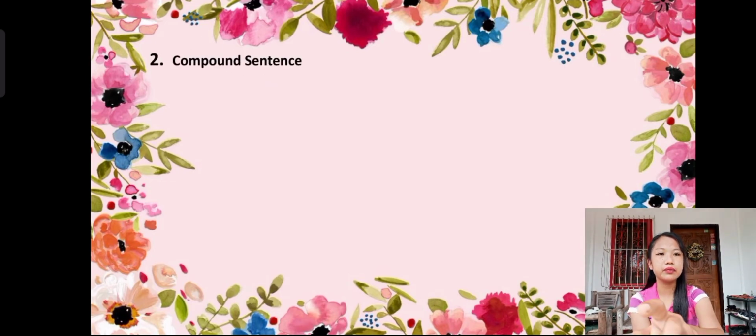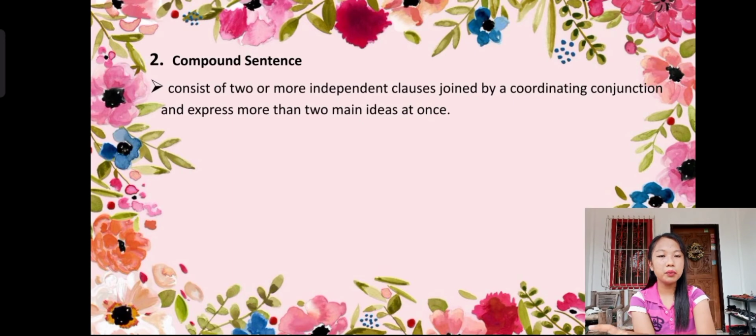The second one is the compound sentence. A compound sentence consists of two or more independent clauses joined by a coordinating conjunction and expresses more than one main idea at once. So, simple sentences just follow a subject and verb format, while a compound sentence consists of two or more independent clauses joined together by using a coordinating conjunction.